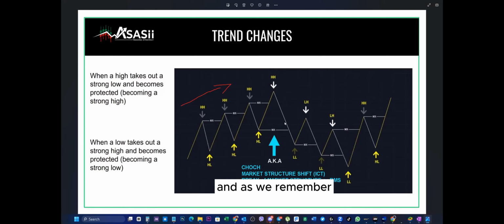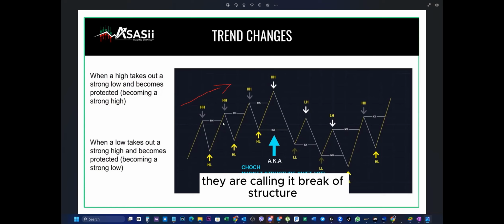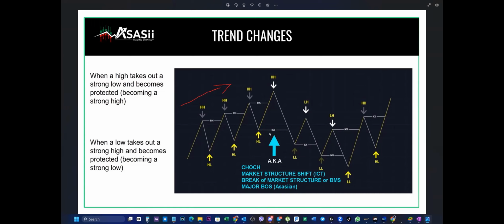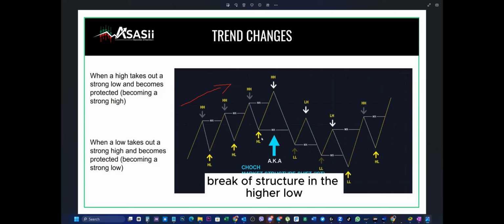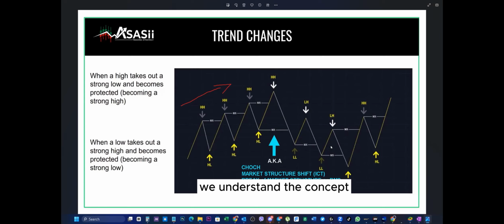And as we remember, they are calling it breakup structure, and some are calling it BOS, and still this is a breakup structure. Technically speaking, by the word itself, it is the breakup structure in the higher low. So we will not be so typical in terminologies. Importante naintindihan natin yung concept.